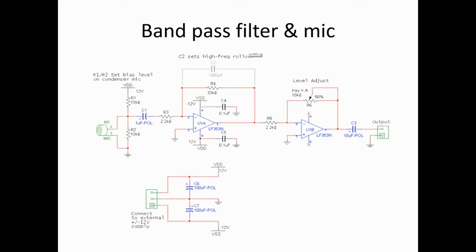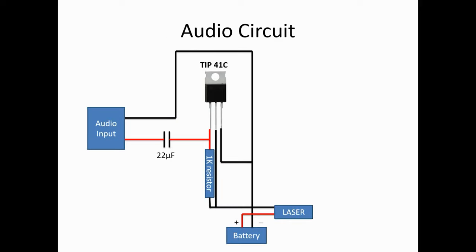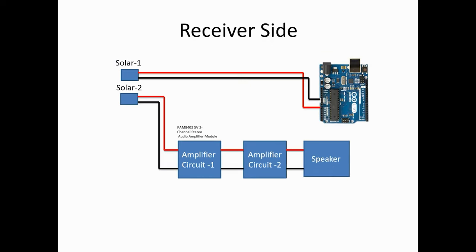This is the circuit diagram for the mic and bandpass filter, which allows particular frequencies only. And this is the amplifier circuit. This is also an amplifier circuit in which we introduced the laser. In this way we have to connect all the above circuits to get a good transmitter module and a good receiver module also.